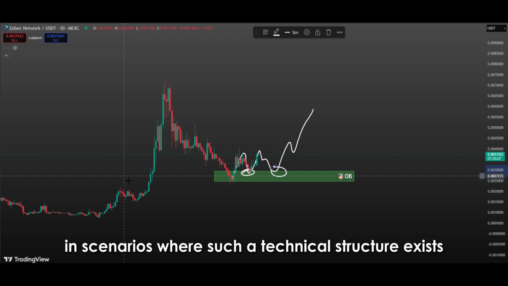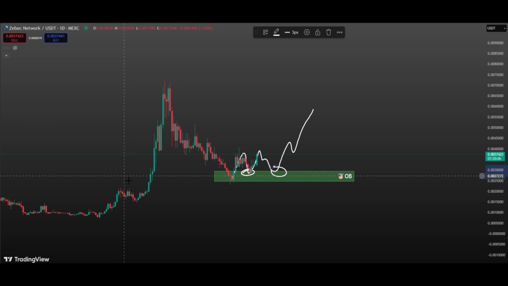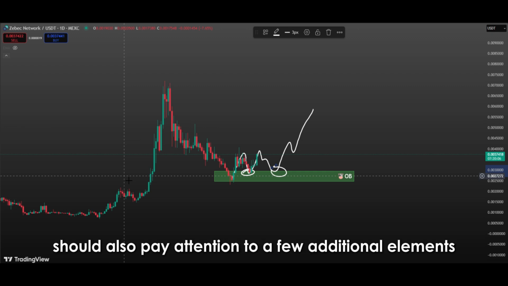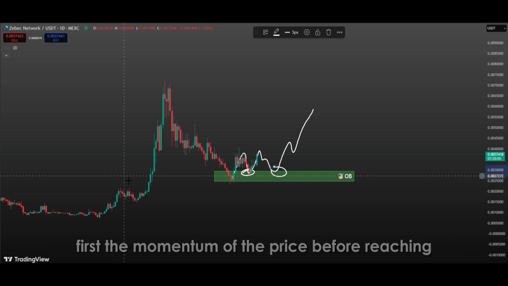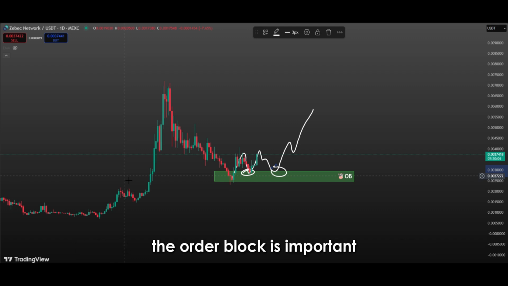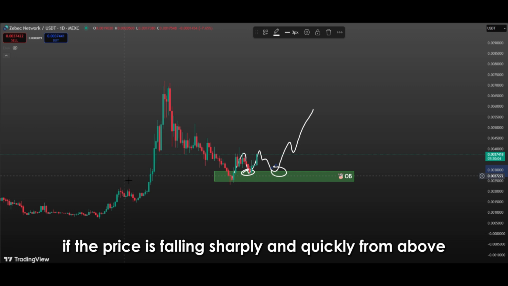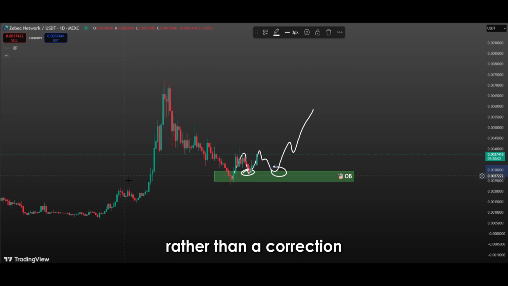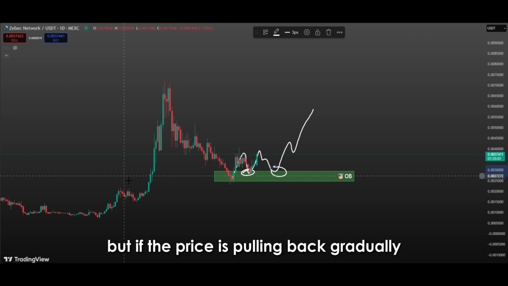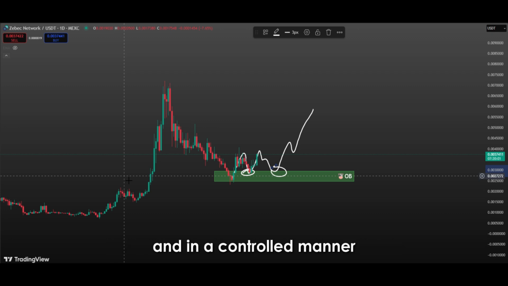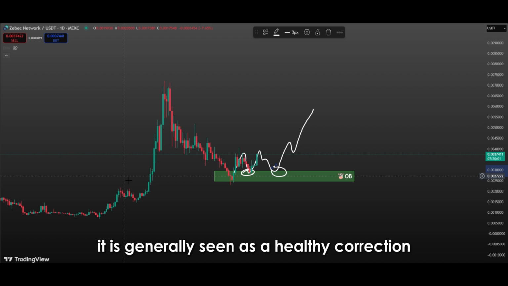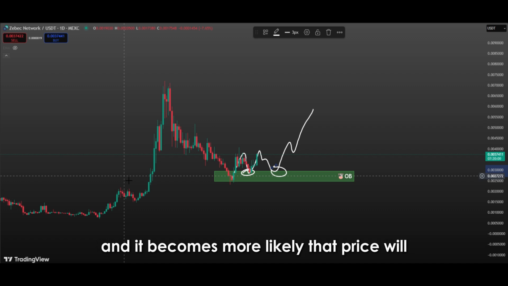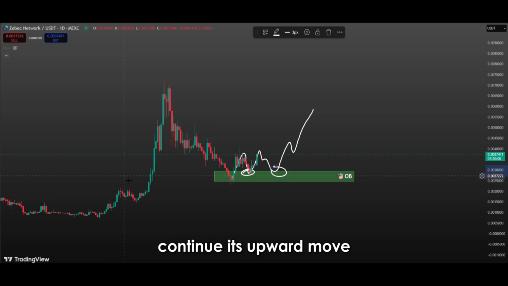In scenarios where such a technical structure exists, investors should also pay attention to a few additional elements. First, the momentum of the price before reaching the order block is important. If the price is falling sharply and quickly from above, it may indicate a renewed downtrend rather than a correction. But if the price is pulling back gradually and in a controlled manner, it is generally seen as a healthy correction, and it becomes more likely that price will continue its upward move with support from the order block.